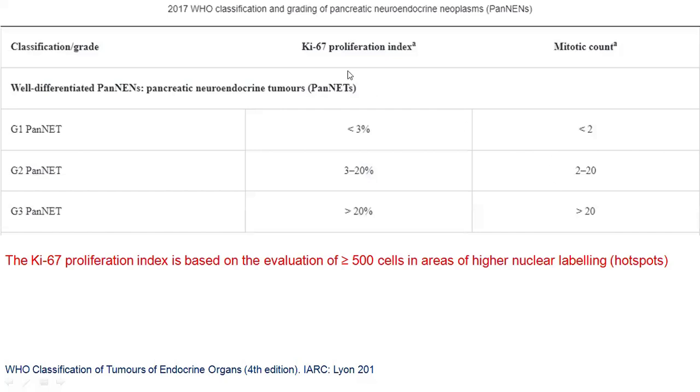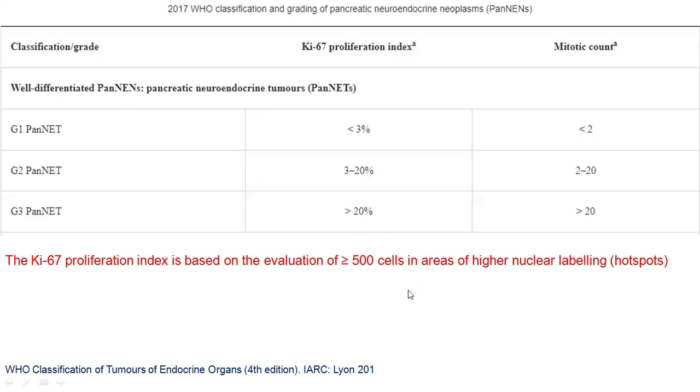According to the WHO grading system, neuroendocrine tumors are further subdivided into G1, G2, and G3 according to the Ki-67 proliferation index and the mitotic count. It is very important to remember that even if we have a G1 lesion, or even a G3 lesion, they are all classified as well-differentiated neuroendocrine tumors.